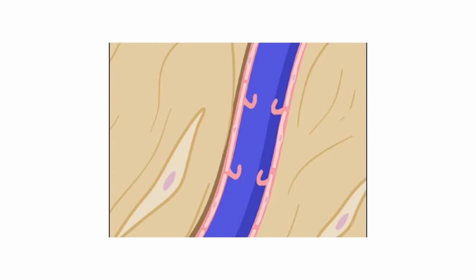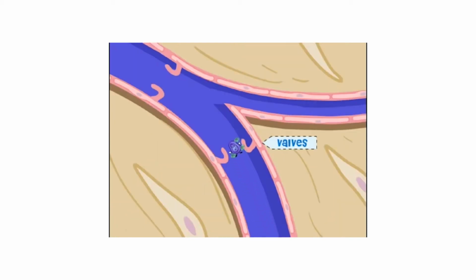Going back up to the heart is a little tricky because I need to ride up. It's kind of like climbing a hill. Because of this, the veins have little trapdoors called valves that only open one way. This stops me from floating in the wrong direction. So I keep going up and up as the heart keeps beating and pushing the bloodstream along.